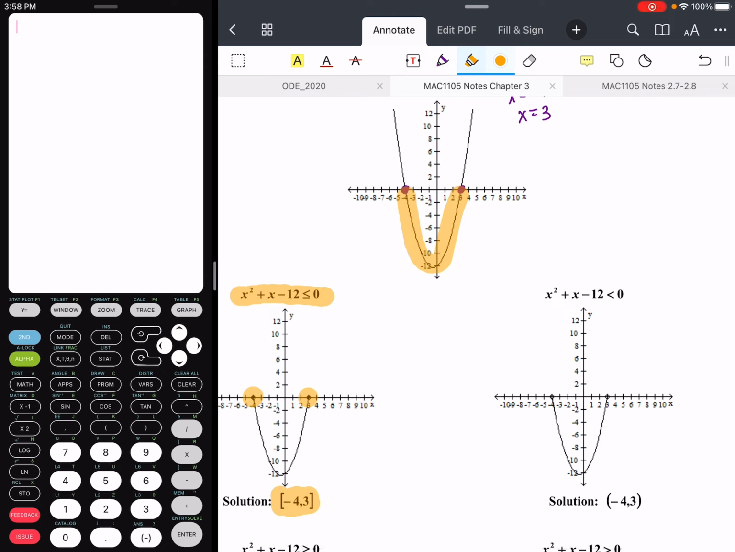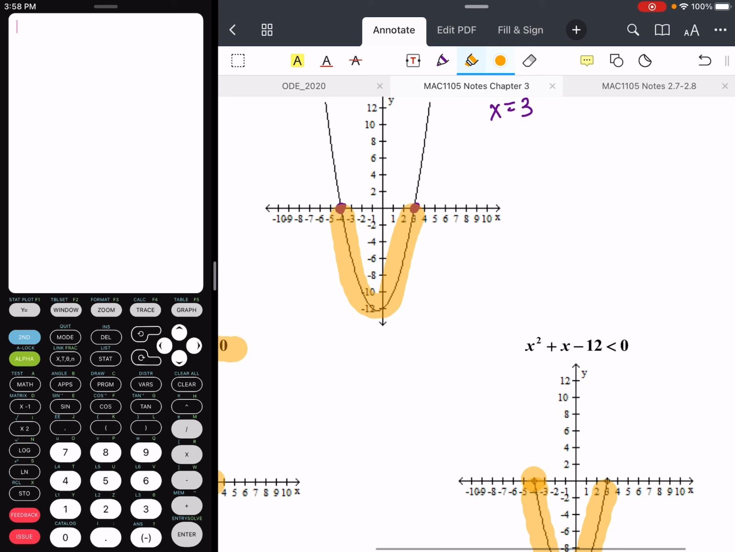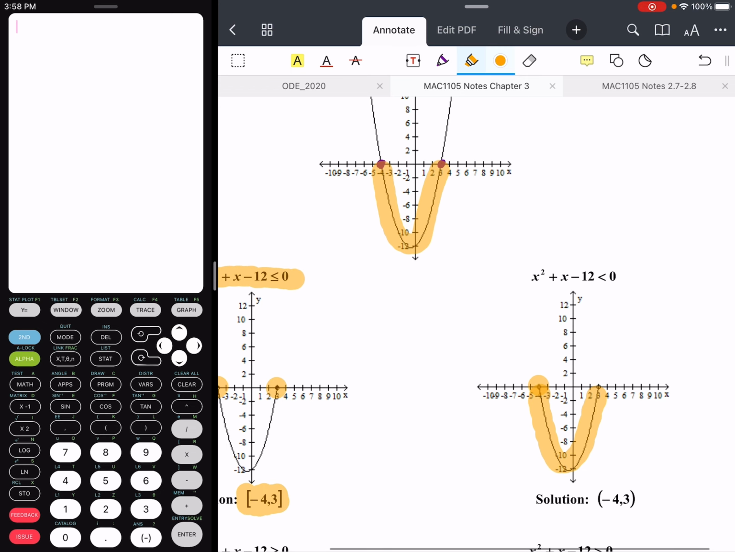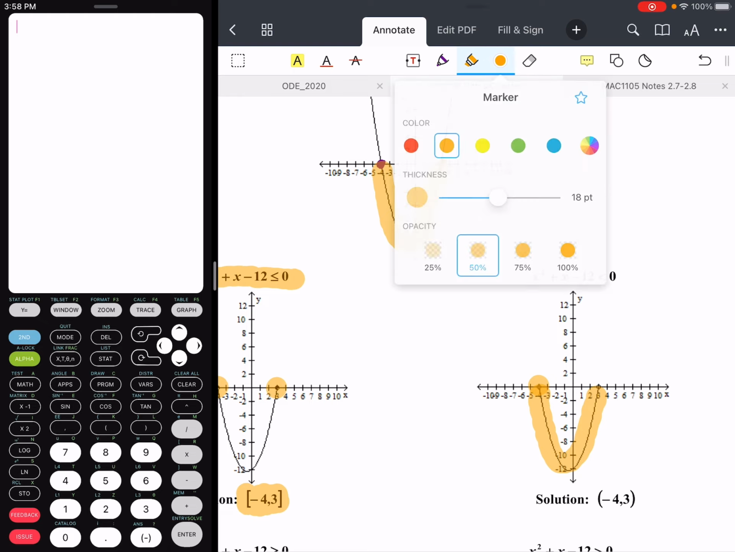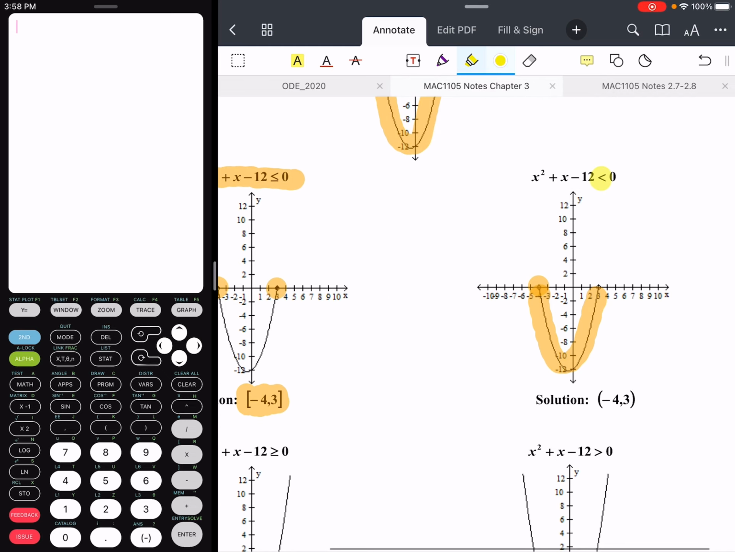x squared plus x minus 12 is strictly less than 0. So again, we're in negative territory. We're looking at negative values below our axis. But now we have open circles, right? Open circles at -4 and at +3. Because we can't equal -4 and we can't equal +3, because that would give us exactly 0, we want to be strictly less than 0.